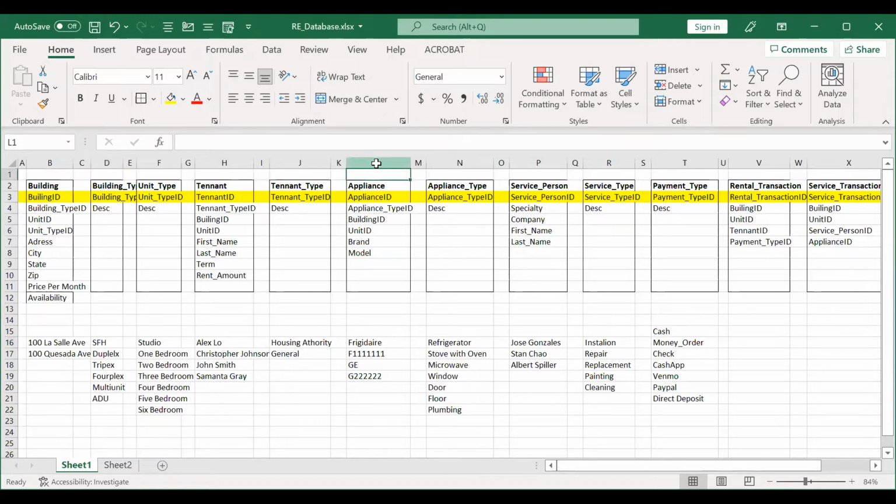So appliances. Are we good with appliances here? I just put some random things we need to insert in the table later on. So, all right, we're okay with appliance type. Moving on to service person. So service people are people who do installation, repairs, all sorts of service types right here in this table. It could be installation, repair, replacement, painting, cleaning.